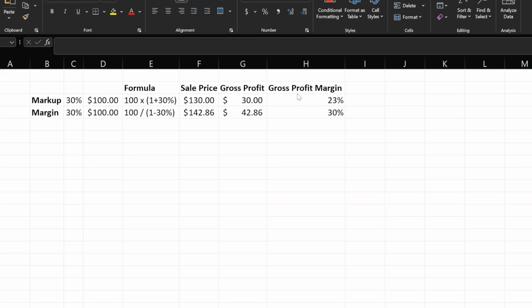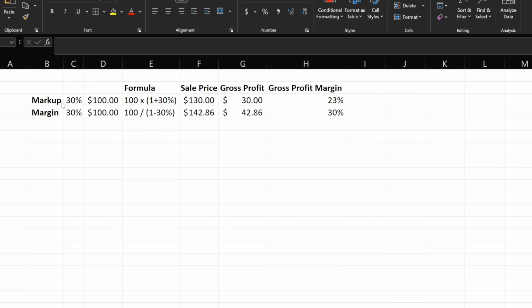Today we're going to be talking about markup versus margin and how margin affects your production, how it affects how hard you have to work. So if we're looking at the screen here, the first part that we're going to be looking at is markup versus margin. I have a bunch of numbers here already set up. One row is for markup, another row is for margin, and then I have some numbers across the top that I'm going over right now.